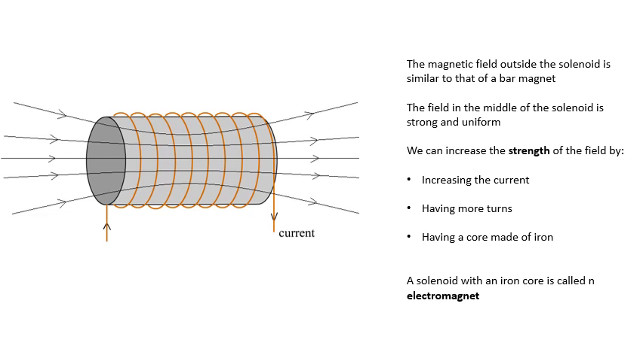How can you increase the strength of the field? Well, you can increase the current. You can have more turns. Don't say more coils, there's only one coil, but you can have more turns on the coil. And then you can have a core made of iron. If you have an iron core, then the magnetic field is much, much stronger, like hundreds of times stronger. And if you put an iron core in a solenoid, then we can start calling it an electromagnet. Okay, a solenoid with an iron core is called an electromagnet.